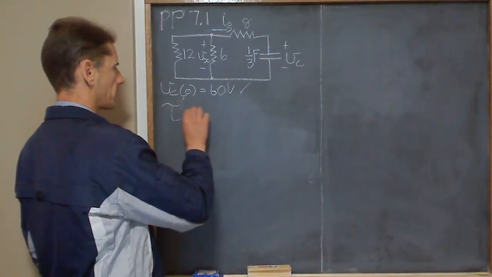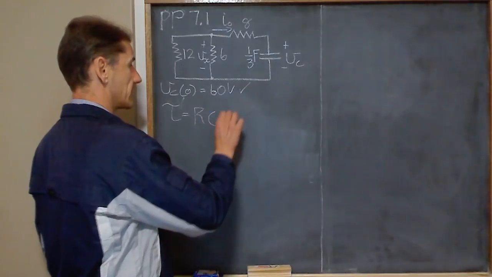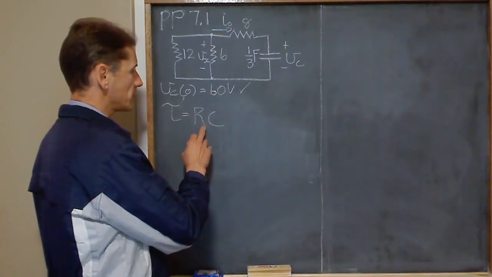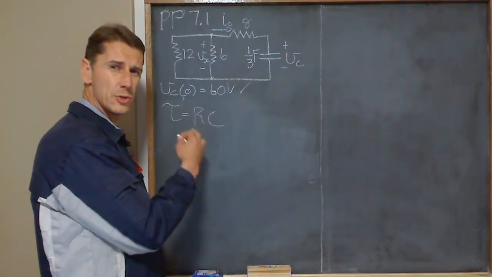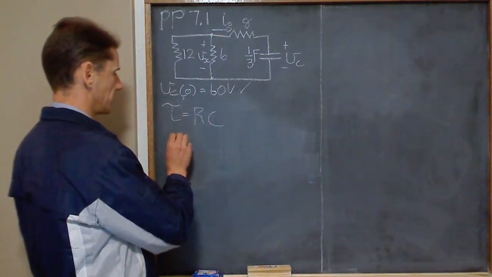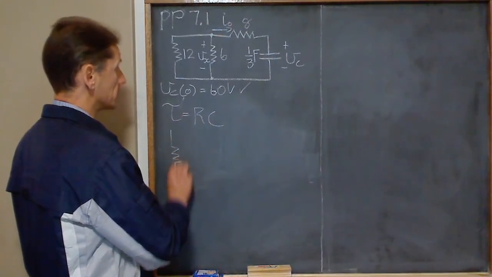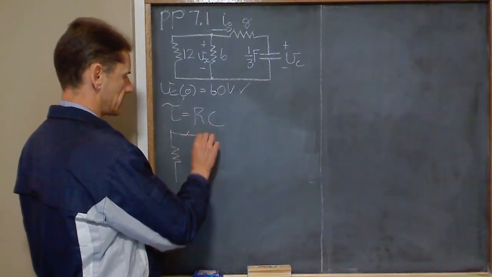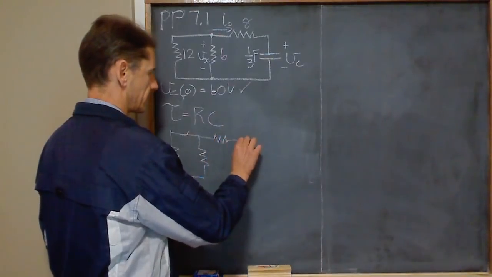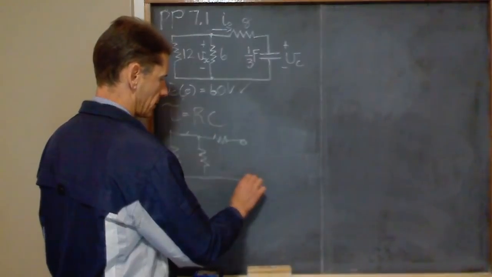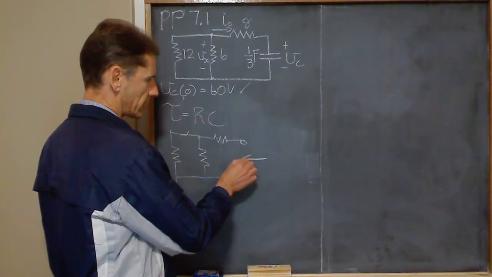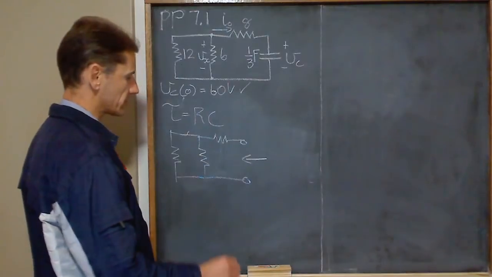Now tau equals RC. Capacitance, we know it's a 1/3 of a farad. But what resistor do we need to use? We need to use the resistor that the capacitor sees. Now what does the capacitor see? What will that circuit look like? There's the 12, there's the 6, and there's the 8. And you now need to go and calculate what the resistance is when you're looking into those two terminals.